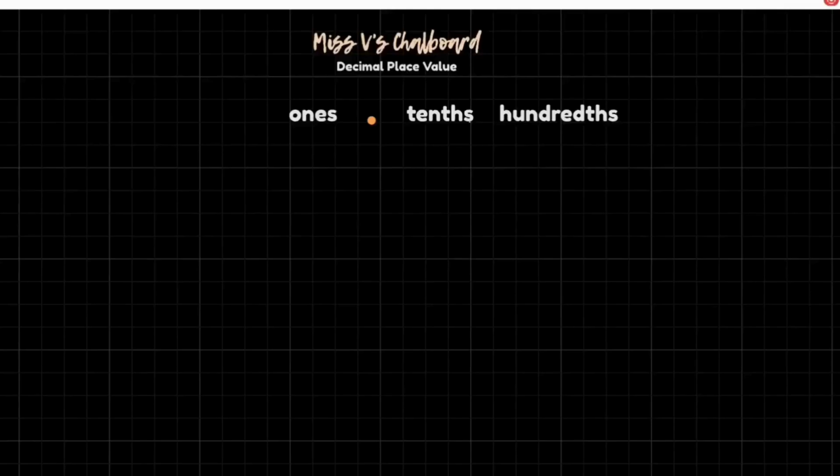So if I look at my decimal point, this orange dot here between the ones and the tenths place, I can see that that decimal point is separating the whole numbers and then the parts of a whole. So we have tenths and hundredths, and it does continue on in that direction, but for fourth grade standards, they typically work with tenths and hundredths only.